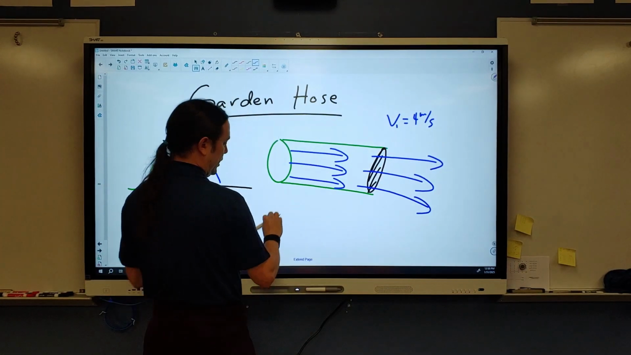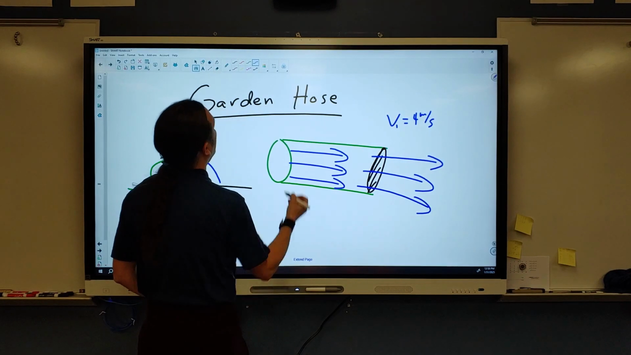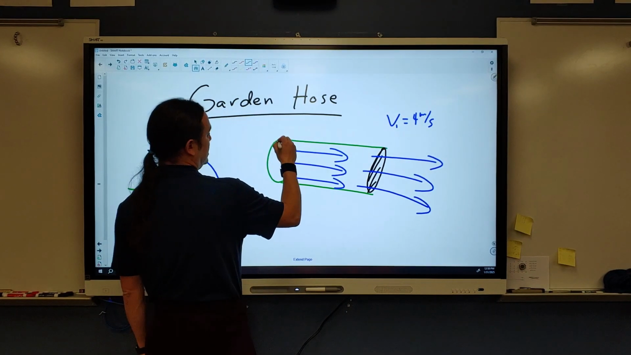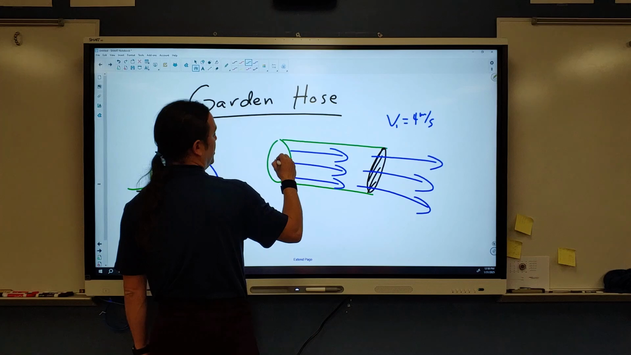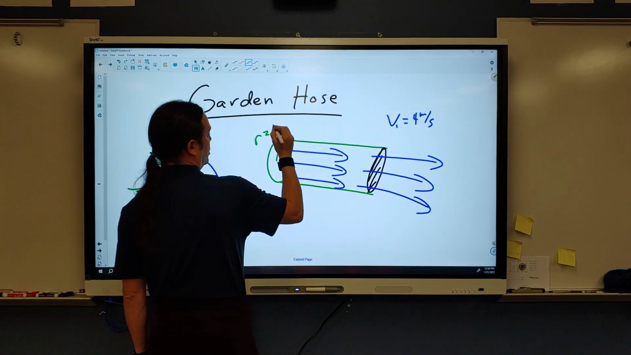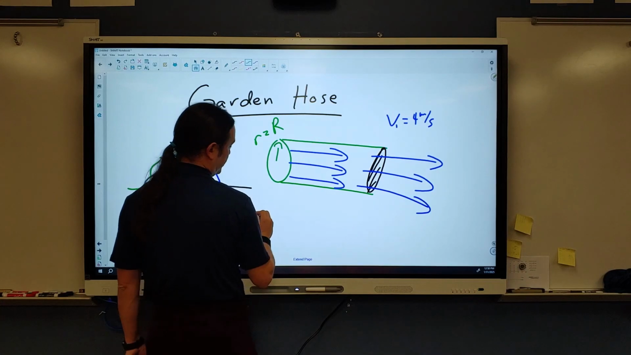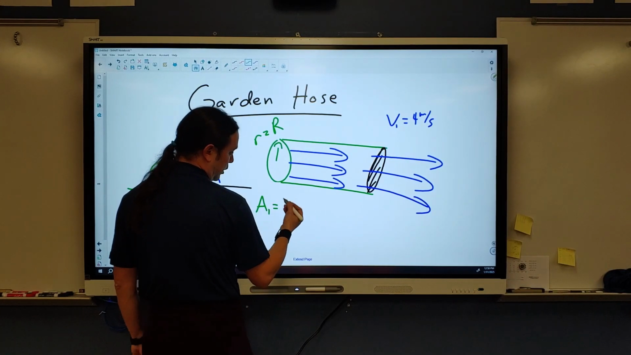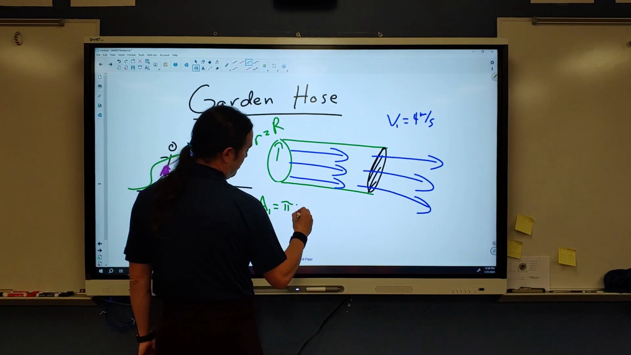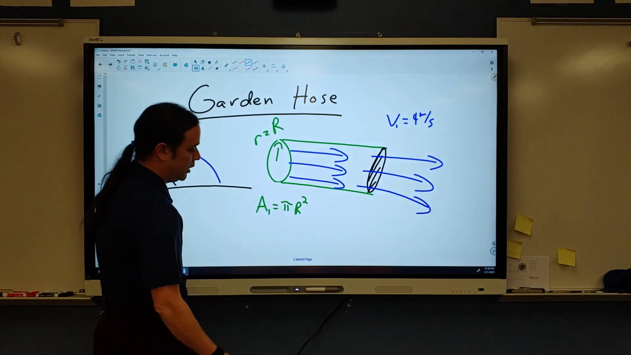So we've got the following. Let's say that the area of my hose is here, and it is based on the radius of the hose here. So let's say that this is a radius of r, which results in an area 1 of pi big R squared.